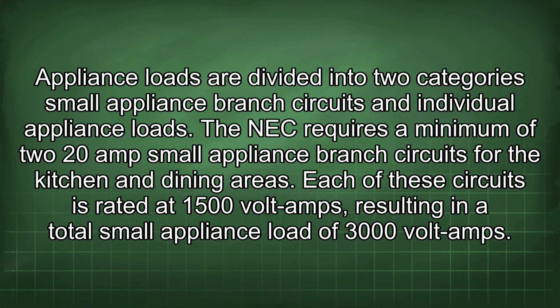Appliance loads are divided into 2 categories: small appliance branch circuits and individual appliance loads. The NEC requires a minimum of 2 20-amp small appliance branch circuits for the kitchen and dining areas. Each of these circuits is rated at 1500 volt-amps, resulting in a total small appliance load of 3000 volt-amps.